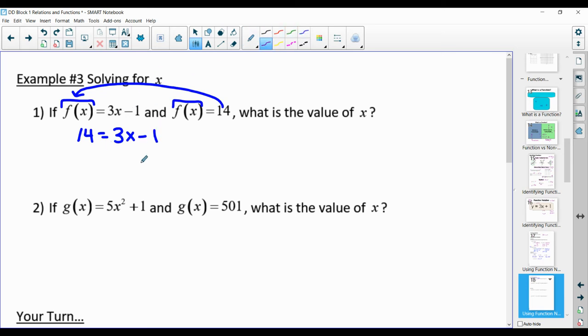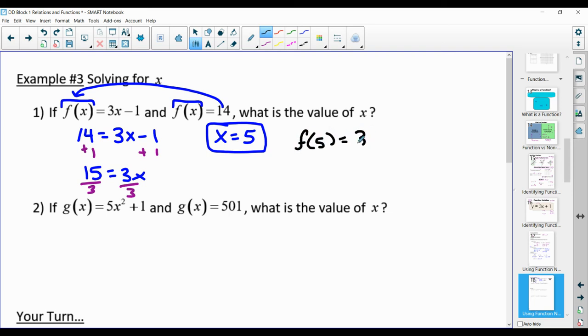To get x by itself, we're going to add 1 to both sides, and that gives us 15 equals 3x. We're going to divide by 3, and x equals 5. Okay. And then we could always go back and double check if we wanted to. We could plug in f of 5. F of 5 is 3 times 5 minus 1. Well, 3 times 5 is 15, minus 1 is 14, so we know that we did it correctly.